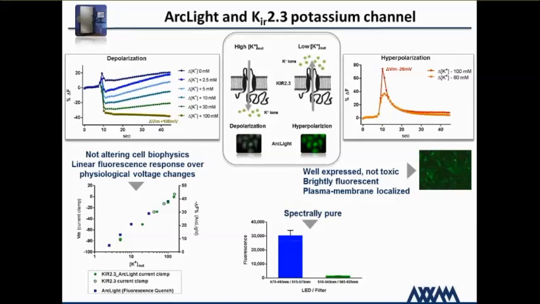The last but very important feature of Arclight is its spectral purity. In fact, the sensor fluorescence is very well detected by the blue-green LED filter set, but is totally dark if measured with a yellow-orange LED filter set. And this is a very valuable feature because it would leave the other wavelengths free to be used to stimulate other optical tools or to measure other parameters, so more in general to run multicolor, multiparametric experiments.